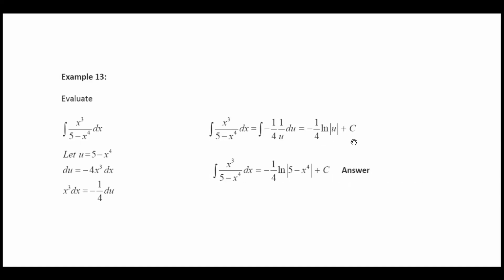Look at example 13. Let's let u be the denominator. What's left over? x cubed dx. If u is this, what's du? Minus 4x cubed dx. I want x cubed dx, so what's x cubed dx? Minus 1/4 du. So this becomes minus 1/4 times 1 over u du, which is minus 1/4 ln of u plus c. See, it's again the log, and then you just sub back in and you're done.